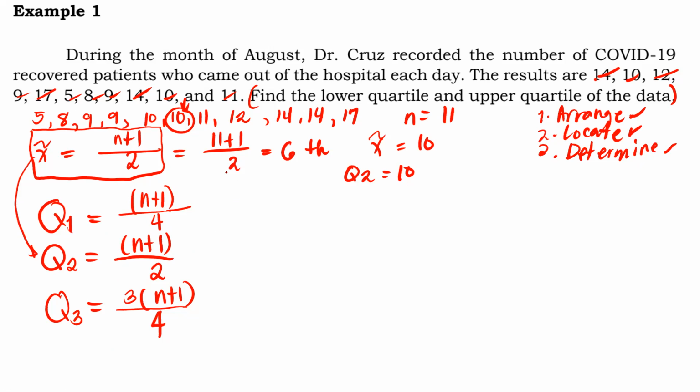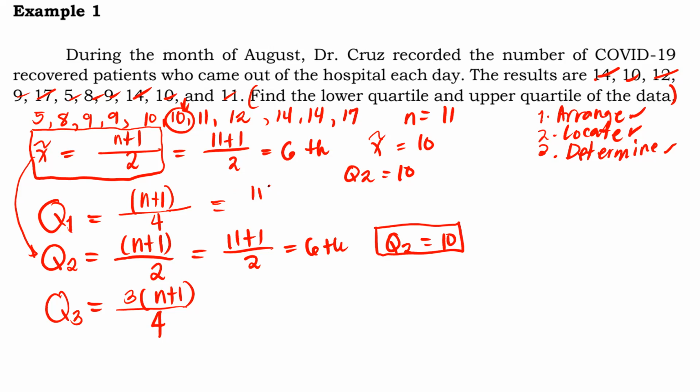Okay, let's start with Q sub 1. We already know this Q sub 2. This is 11 plus 1 divided by 2, which is our 6. So our Q sub 2 is 10. Okay, we already know the answer there. How about for Q sub 1? For our Q sub 1, we have 11 plus 1 divided by 4. That gives us our third data. 9. So our Q sub 1 is 9.